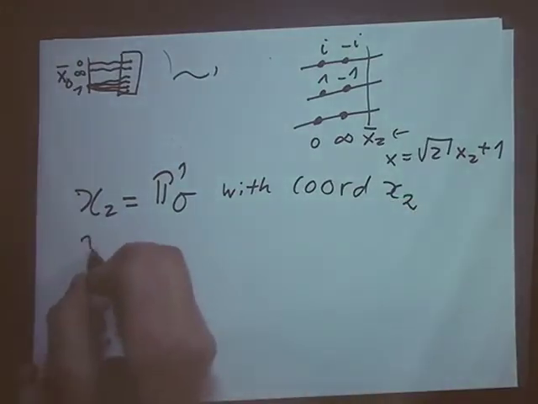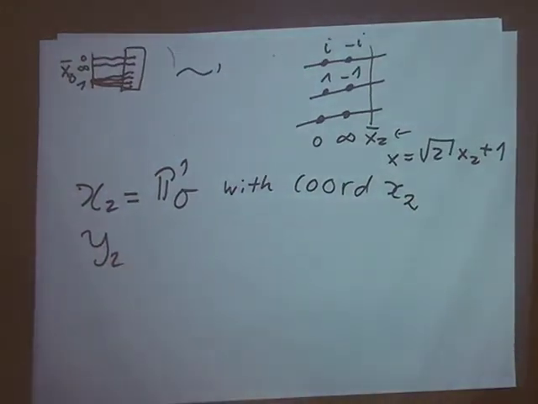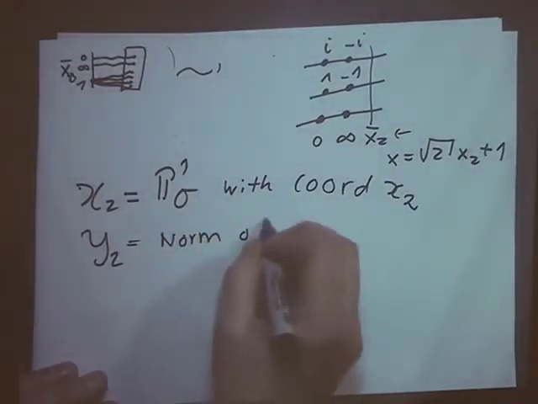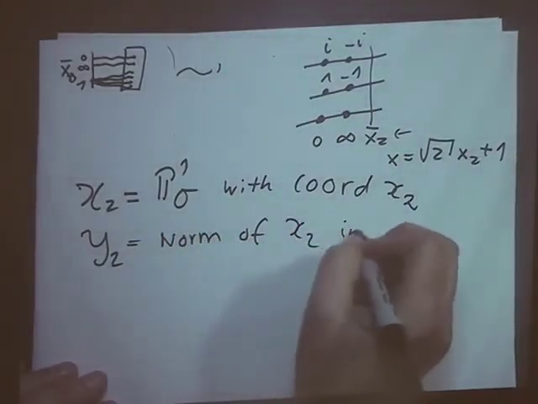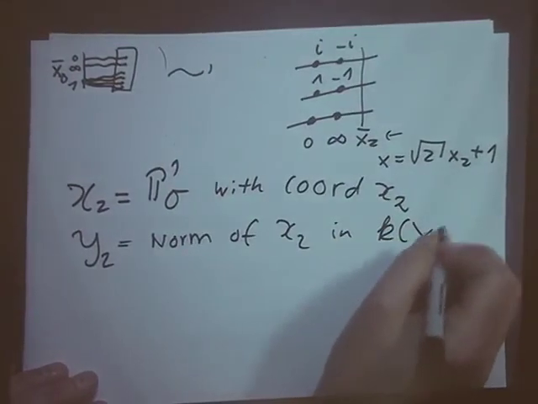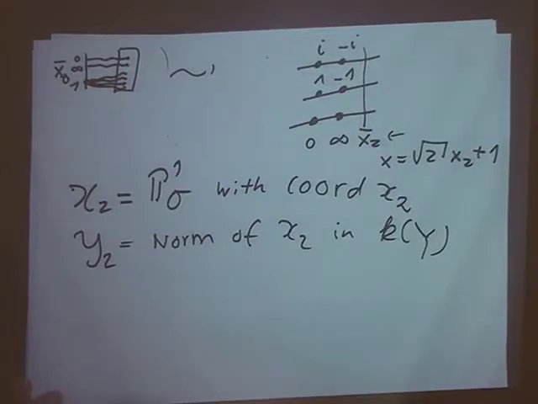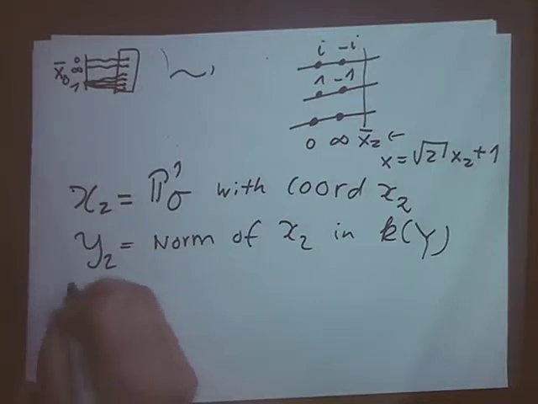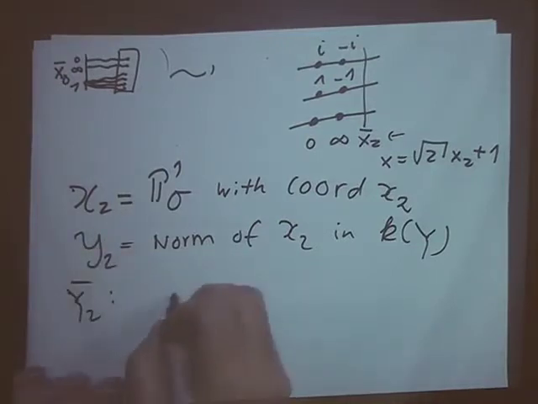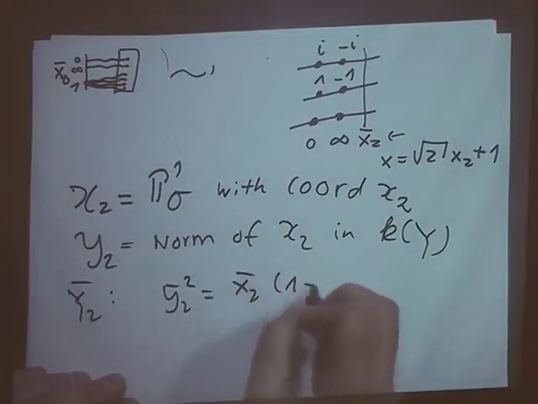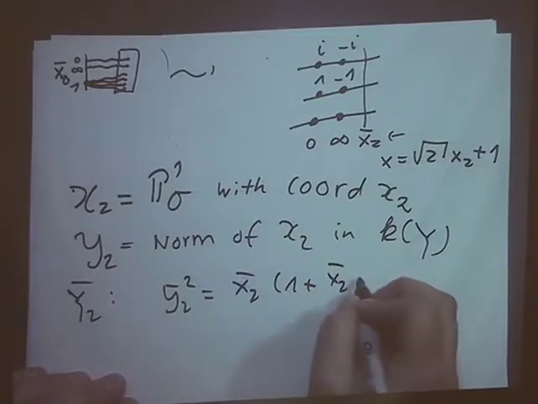And now what we can do, we can define a model of y just to be the normalization of x2 in the function field of y. This defines a model of y. And what you can show, I'm not going to do the calculation here, is that if I now look at the special fiber of this, it's given by the equation which I'm now going to write down.